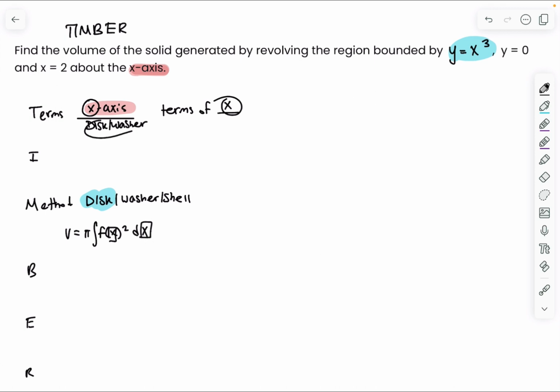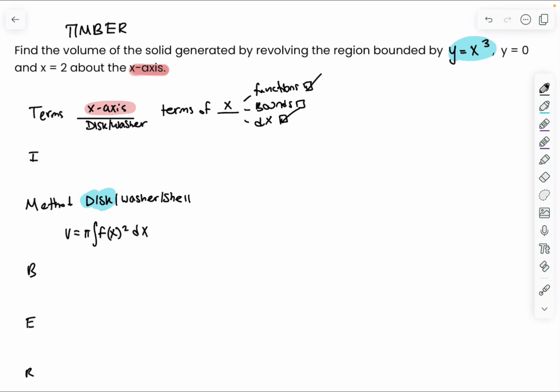Same letter because of disc and washer. And so that means that the functions or the equations have to be in terms of x, the bounds or the intervals have to be in terms of x, and then we have to have a dx integral. So I'm good here. I already have a dx integral, and my functions I'm saying I'm going to have them in terms of x. So that's good, but I have to make sure that my actual function is in terms of x, and it is because the term is literally x, or at least this one single term, so that's good.